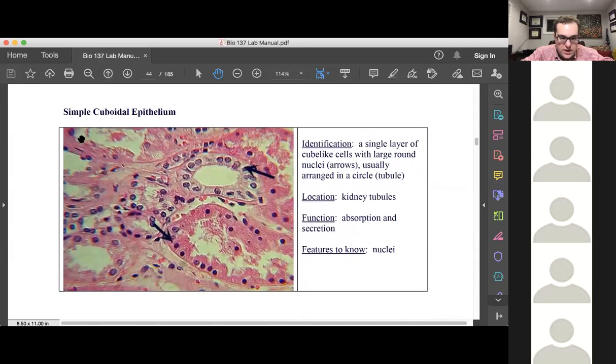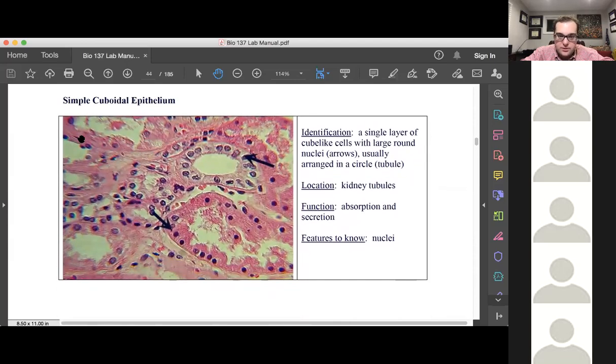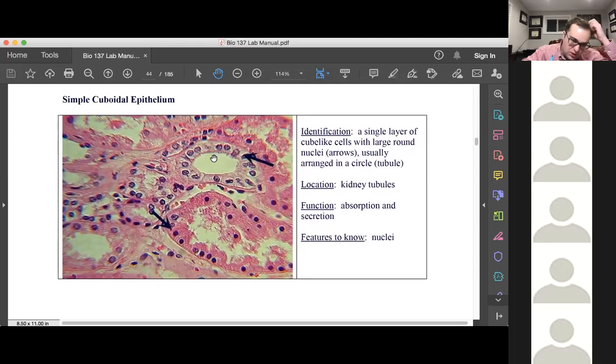All right, so now we have an example of a simple cuboidal epithelium. When you think of cube, you think of kind of like a chunk of ice, right? These look more square-like. The little purple dots in there are the nuclei. The nuclei is just the plural term for nucleus, right? This is an example of the kidney tubule cells. I think some of y'all even had the kidney tubule cells. This is what it looks like inside of a nephron.